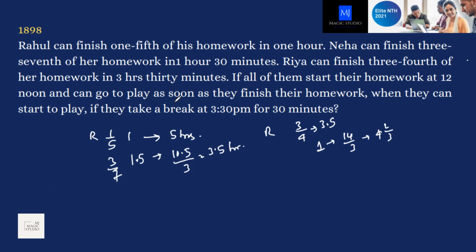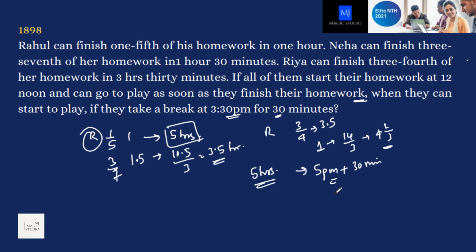If all of them start their homework at 12 noon and can go to play as soon as they finish their homework, all three will go together when they have finished. Since Rahul is taking 5 hours, and the others are taking less than 5 hours, they can only go out together at 5 hours from 12 noon. So 5 hours from 12 noon is 5 p.m. But they take a break at 3:30 p.m. for 30 minutes. They've taken a break also, so we are adding 30 minutes. So all three of them can start playing together at 5:30 p.m.